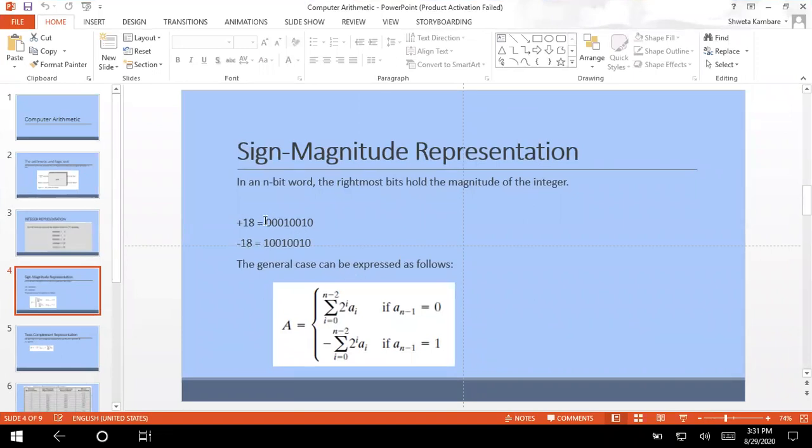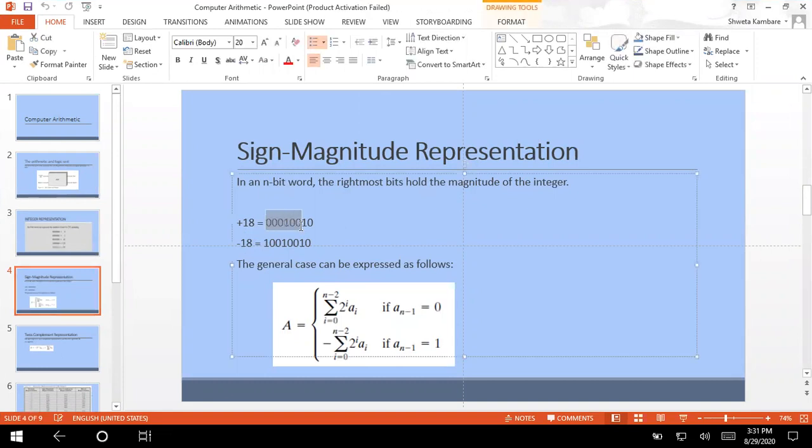Here you can see one example. This is how you are going to represent 18 by using 8 bits. And if you want to represent minus 18, this bit will be 1. Now try to think about the disadvantages of this.